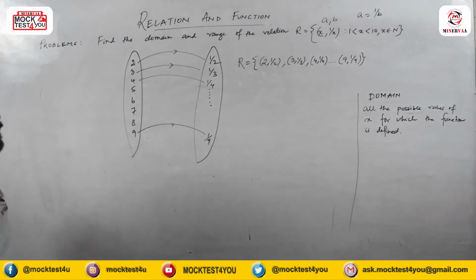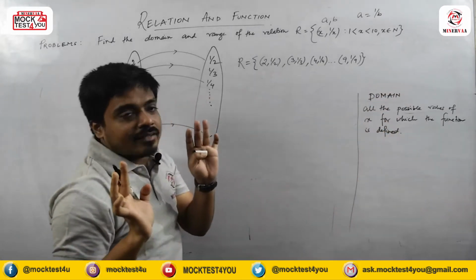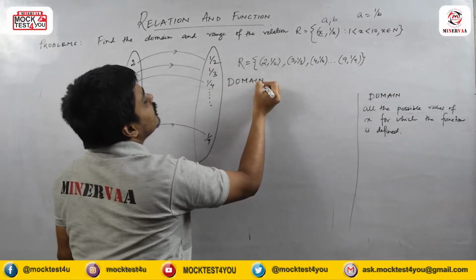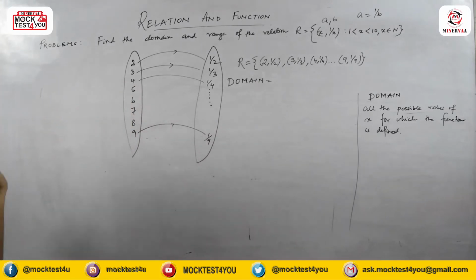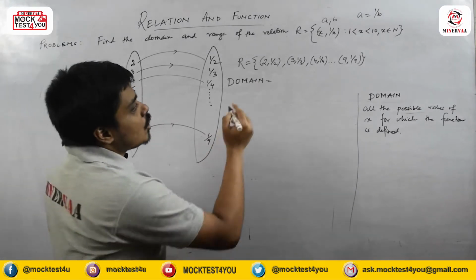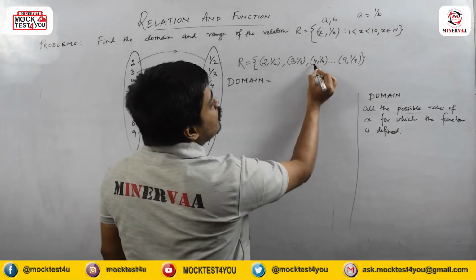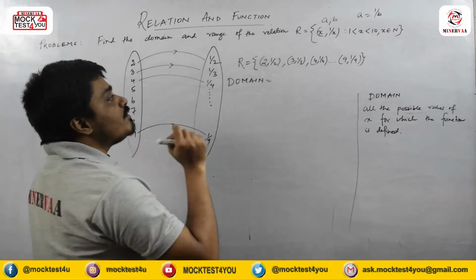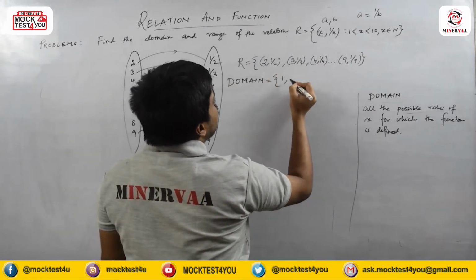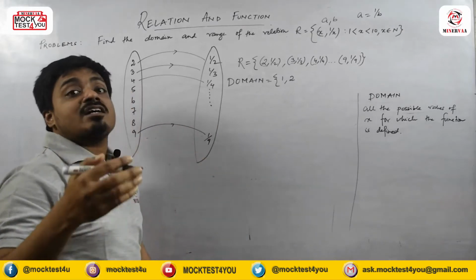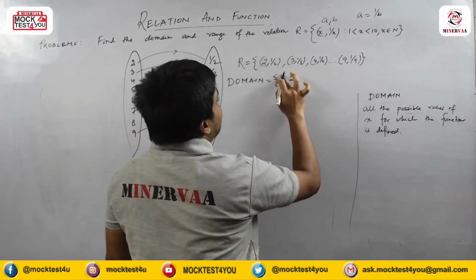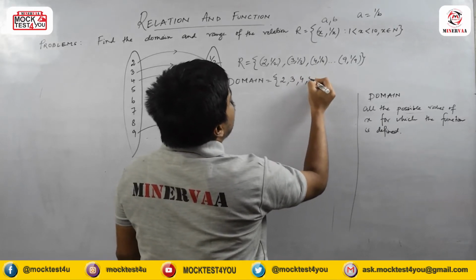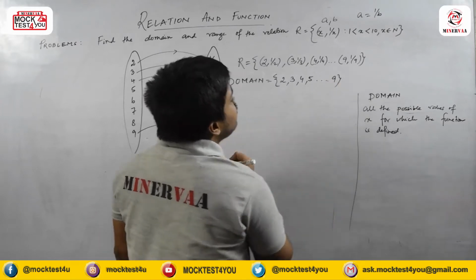Now what is the domain? Here the domain is nothing but the set of all the first elements of the ordered pairs of the relation: 2, 3, 4, 5, 6, 7, 8, 9. Yes, I missed out that ordered pair. It won't be 1. It will start with 2. How can it be 1? 2, 3, 4, 5, ..., 9. So this is my domain.